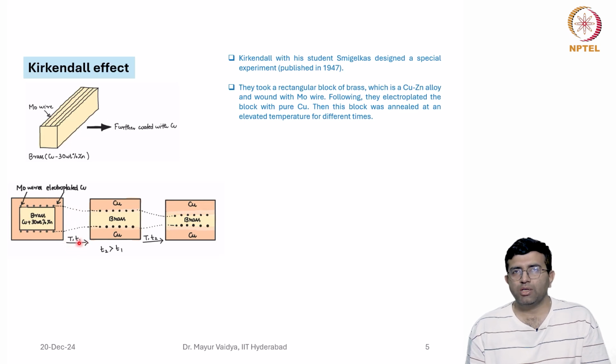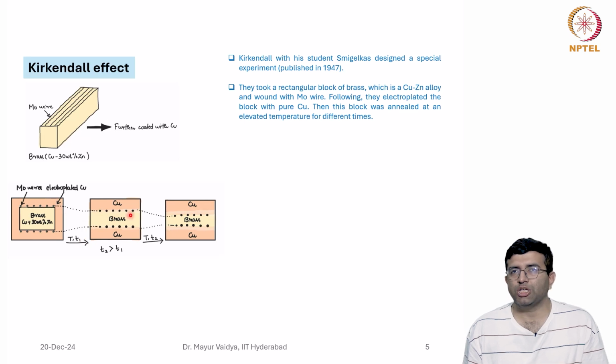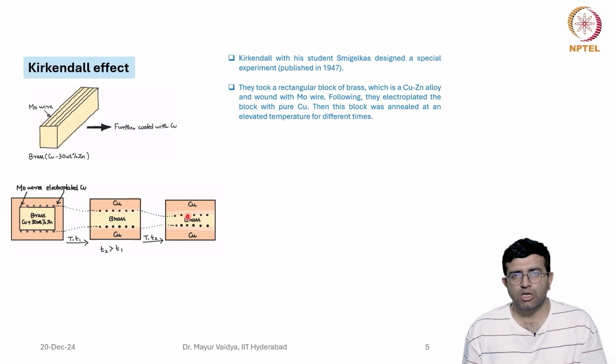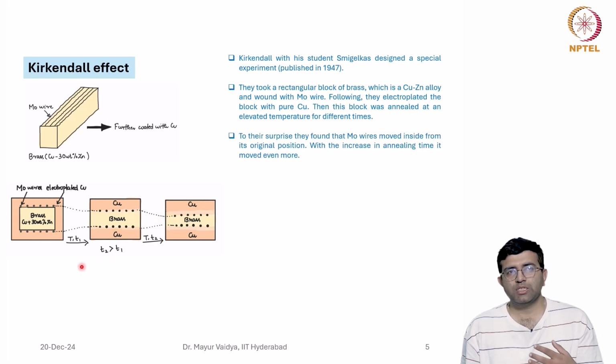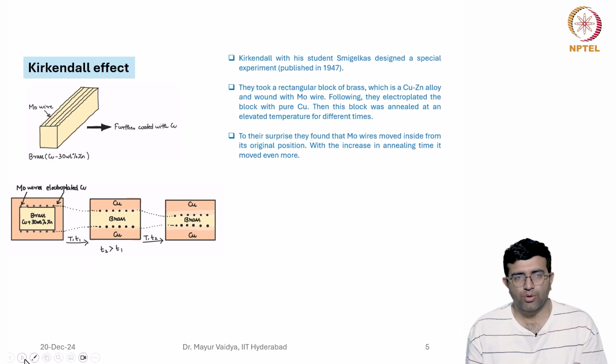times, and interestingly they observed that the marker position actually started changing. You can see here after T1 the marker is here, this brass region is actually shrinking. Then if you heat for a longer duration T2, the marker position changed further. So, the brass piece was shrinking. This was a surprise because they did not expect this marker shift to occur, and they observed that with annealing time it moved even more.